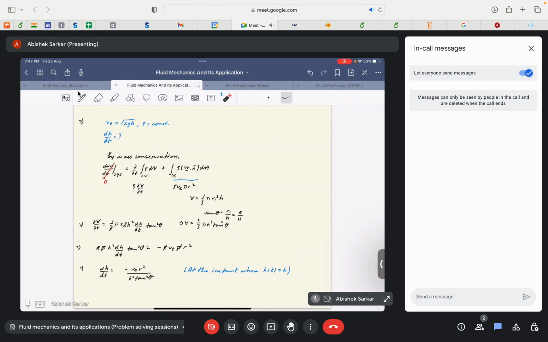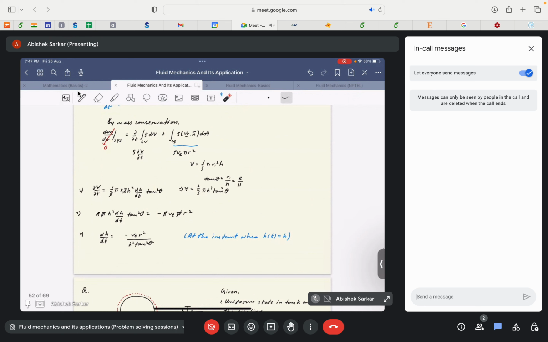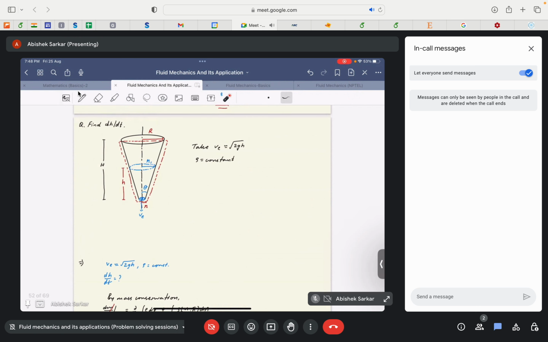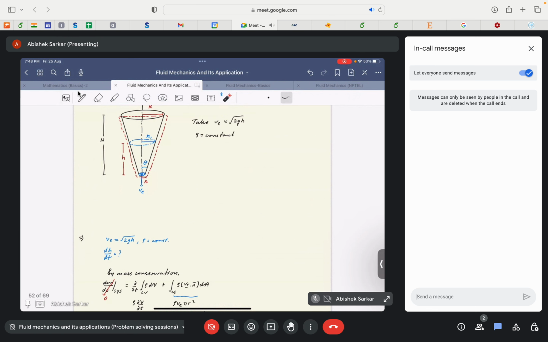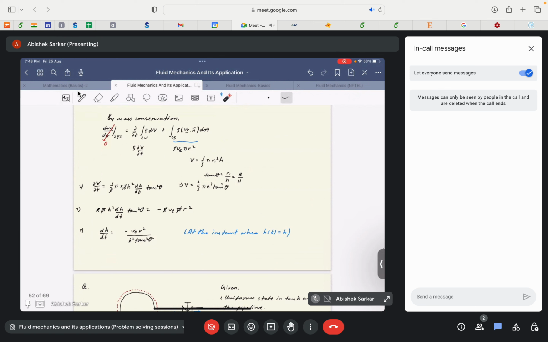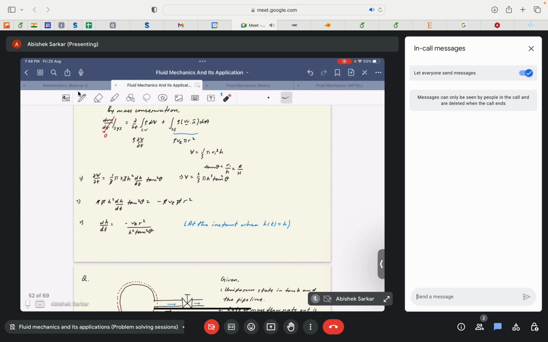Okay, where pi r square gives the area at the exit, v is the exit velocity which is taken to be uniform. That's why this can be directly taken out of the integral, and rho is taken to be constant. Again, the volume of our control volume can be taken as 1 by 3 pi r1 square h. So this is the volume of the control volume.